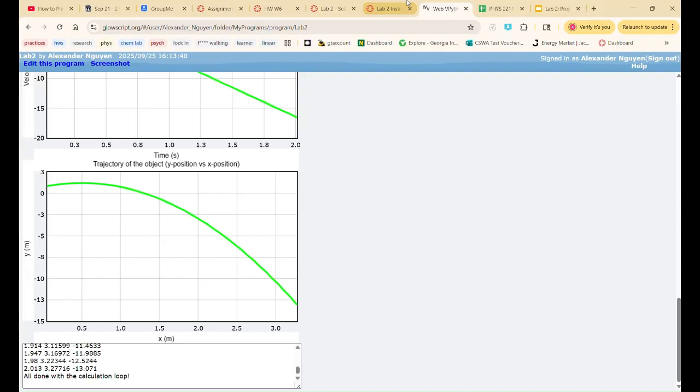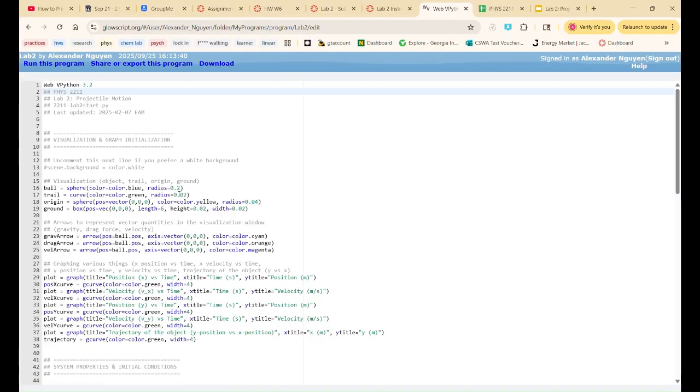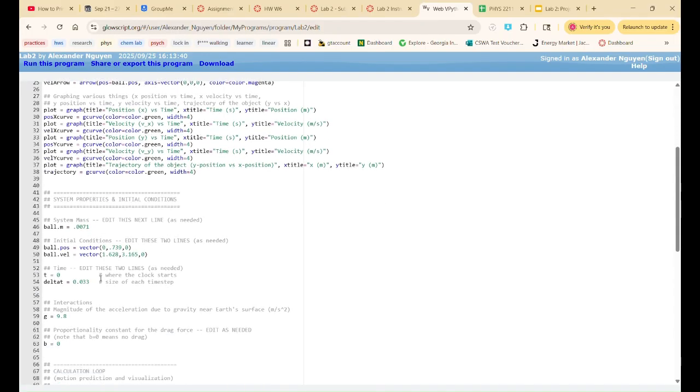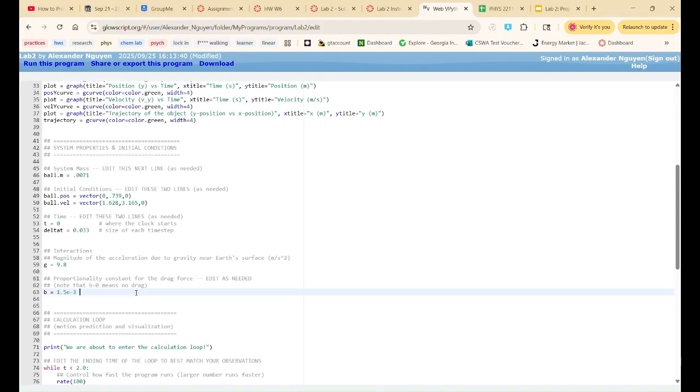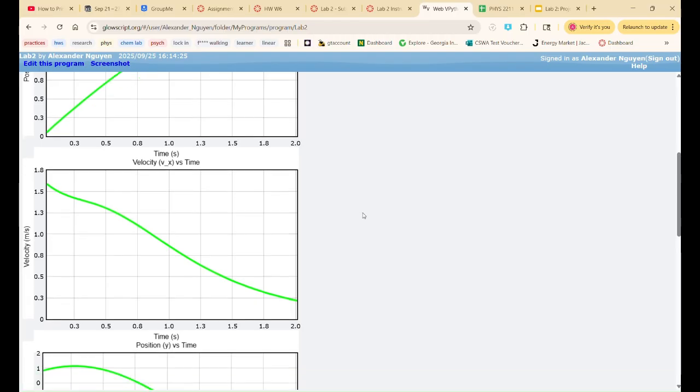And then to do the same thing with gravity and drag, so there's two forces acting upon it, I had b equal to this value to calculate drag, and then the force of drag was equal to minus b times velocity squared times the unit vector. And I had to add gravity plus quadratic drag, and I got this data over here.